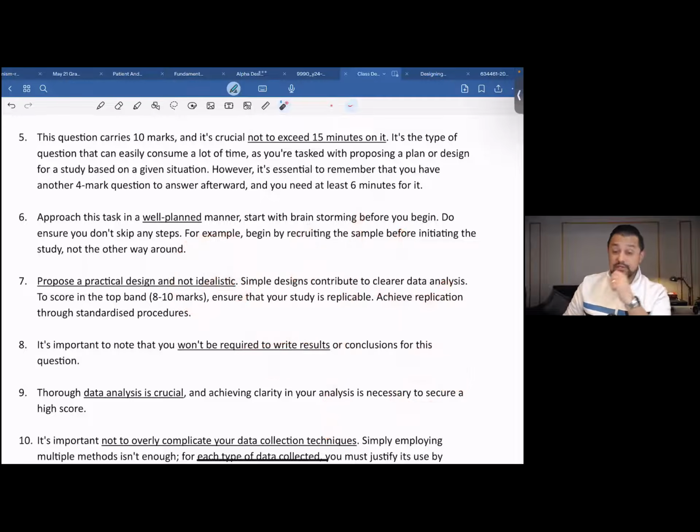So yeah, let's read the 5th point over here. The question carries 10 marks, and it is crucial not to exceed 15 minutes on it. Yeah, not to exceed 15 minutes. Why is it that I say 15 minutes? A simple calculation again. Our CI paper is of 60 marks, where we get 90 minutes.